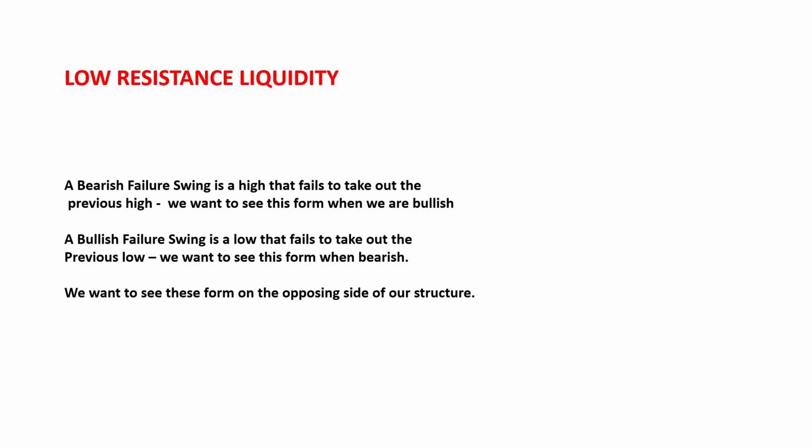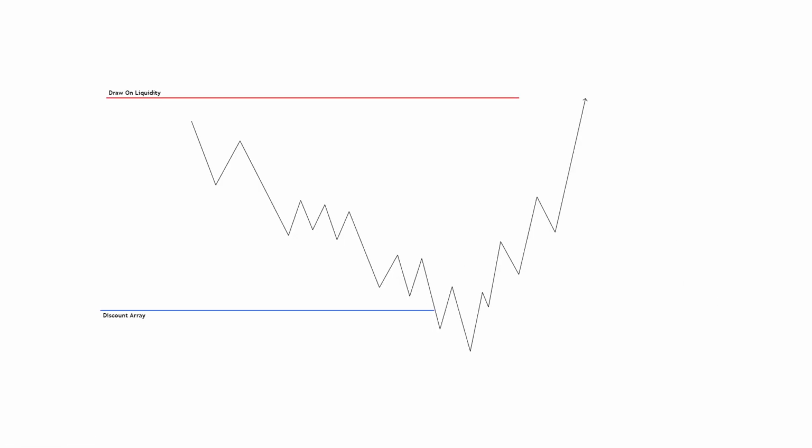And the second point we have basically same opposite, a bullish failure swing is a low that fails to take out the previous low. We want to see this form when bearish. Okay, we want to see this form on the opposing side of the structure. अगर हम लोग bearish हैं तो हम लोग bullish side failure swing देखना पसंद करेंगे। अगर हम लोग bullish हैं तो हम लोग bearish side basically failure swing देखना पसंद करेंगे। अभी मैं एग्जांपल दिखाऊंगा तो समझ में और अच्छे से आएगा, so don't worry.